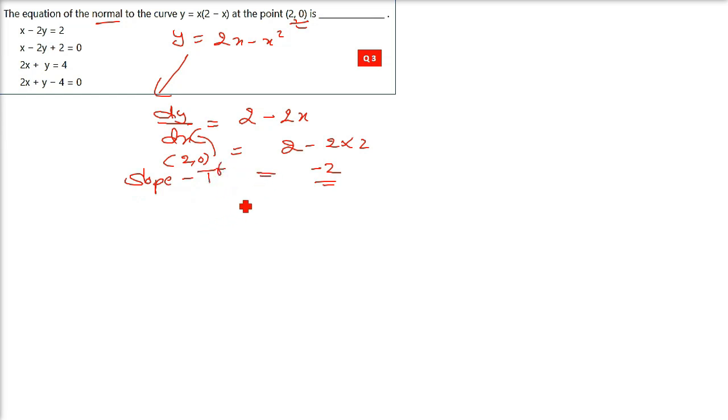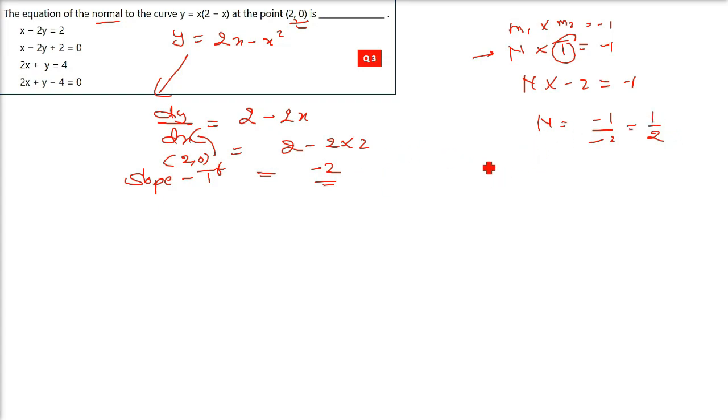But what will be the slope of the normal? When you multiply the slopes, you will get negative 1, because normal and tangent are perpendicular lines. So you will get the slope of the normal equals negative 1 divided by negative 2. Please remember, I am just using m1 times m2 equals negative 1, the orthogonality condition, and normal and tangent are orthogonal to each other.